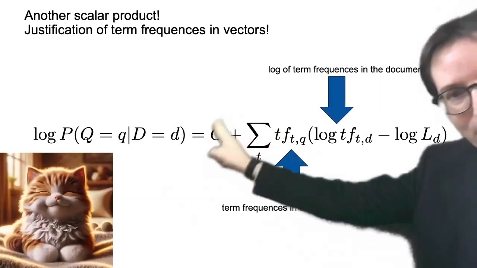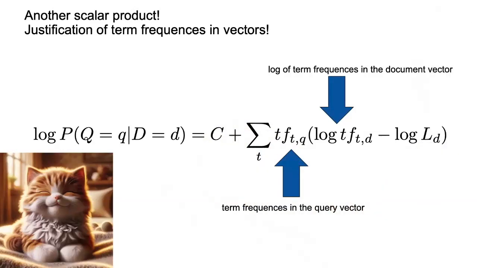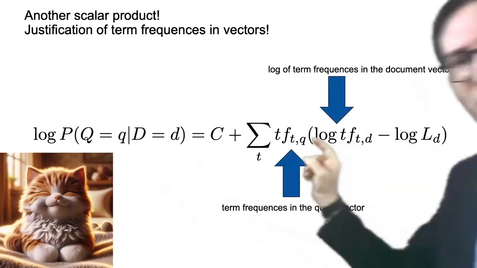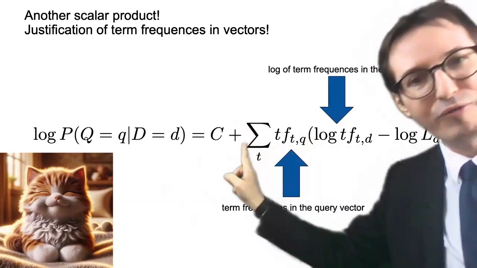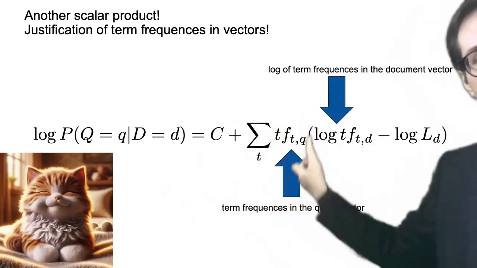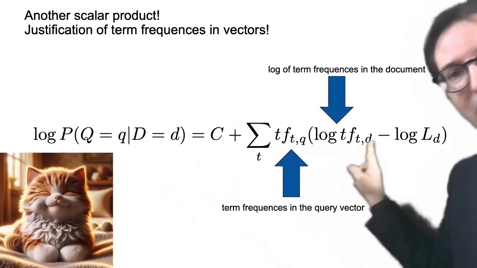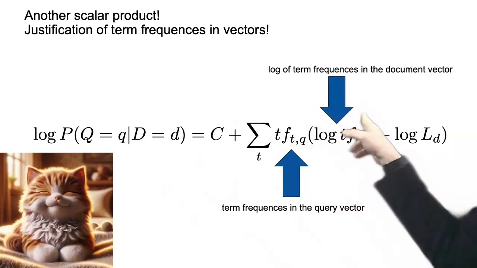So let me put the constant C. And now is the aha moment. Look at what we got. We have a sum over the terms of a product of a number that came from the query side and a number that came from the document side. Who sees that it's a scalar product between vectors?